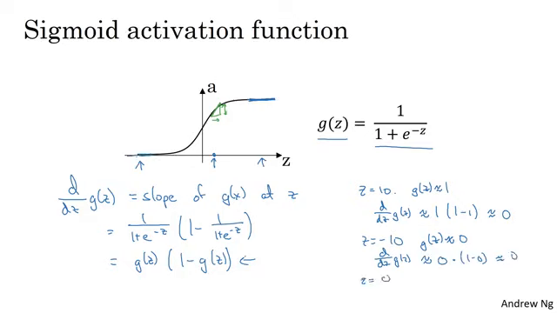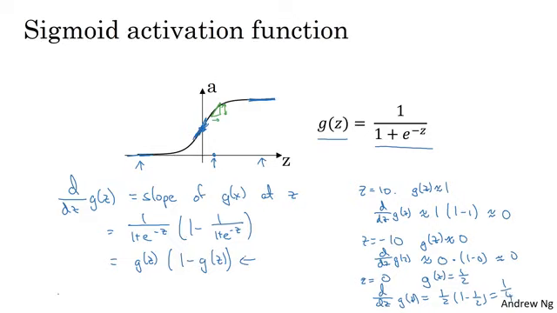Finally, if z is equal to 0, then g of z is equal to 1/2. That's a sigmoid function right here. And so the derivative is equal to 1/2 times 1 minus 1/2, which is equal to 1/4. And that actually turns out to be the correct value of the derivative or the slope of this function when z is equal to 0.